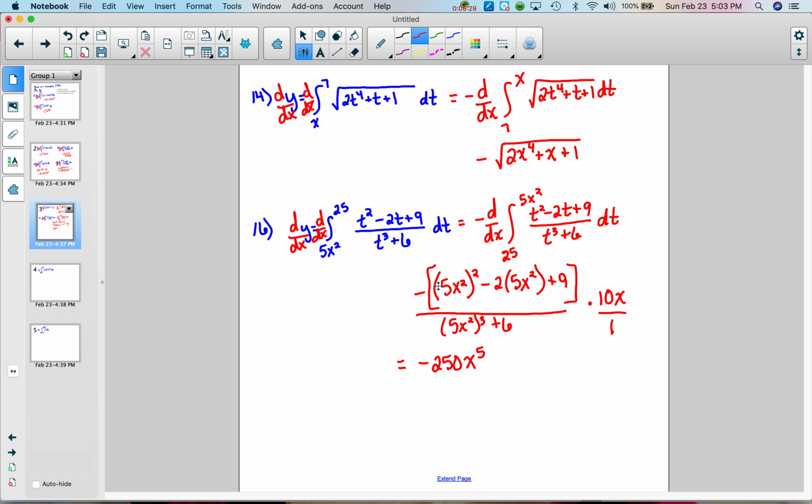I might regret this. So then this is going to make this a plus, and that's going to be 10x squared times 10x is 100x cubed. And then this is going to make that a minus 9, but then times 10x is going to be minus 90x. And the denominator, we have to cube the 5, so we get 125. Power to a power, multiply the exponents, plus 6.